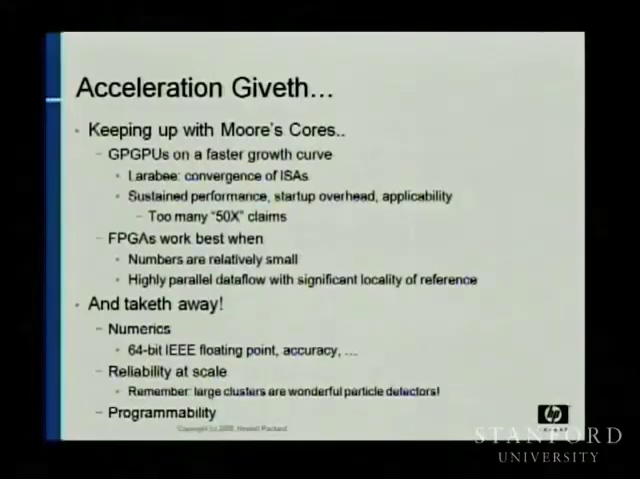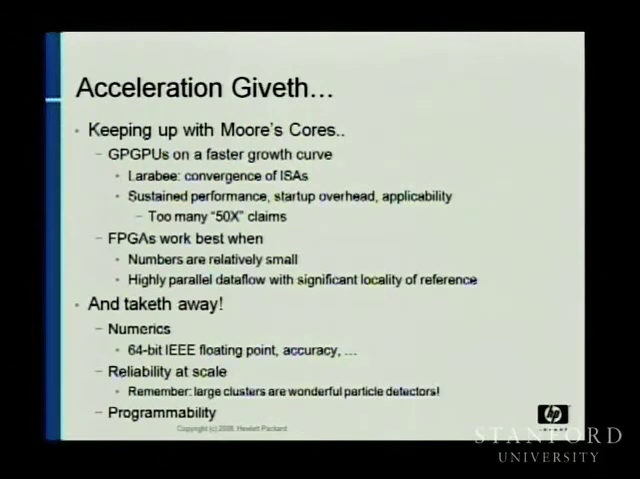So acceleration gives you a lot. GPUs have been on a faster growth curve. Larrabee has an interesting potential in that it's an x86 instruction set architecture, which means that you might be able to do something really nice with that. A general complaint about accelerators is you're not an accelerator person unless you claim that you're 50 times faster on something, right? Problem is you're not 50 times faster on an application. You're 50 times faster on one little loop in one corner of the application.